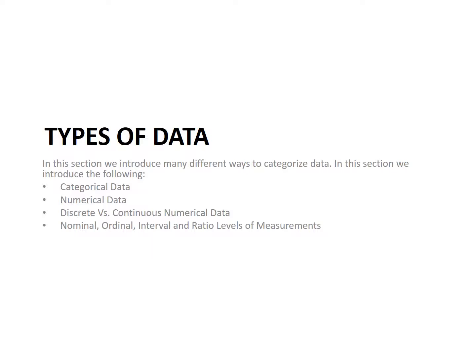In this section, we introduce many different ways to categorize data. And these categories include categorical data, numerical data, discrete versus continuous numerical data, and of course the nominal, ordinal, interval, and ratio levels of measurement.